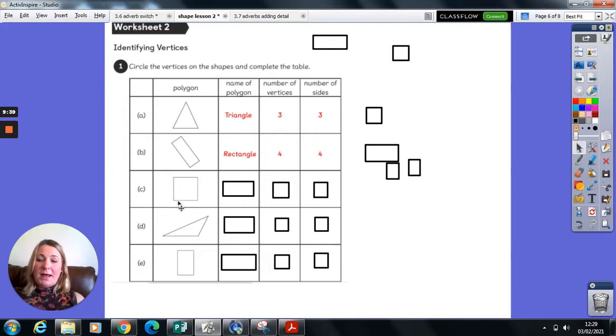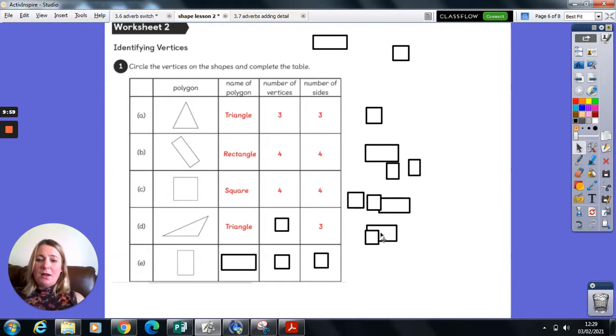Here we have a square. Hopefully we all know that a square has 4 sides, and so therefore it must have 4 vertices. Here is a triangle because I can see 1, 2, 3 sides. I know a three-sided shape is a triangle, so therefore it must have 3 vertices.